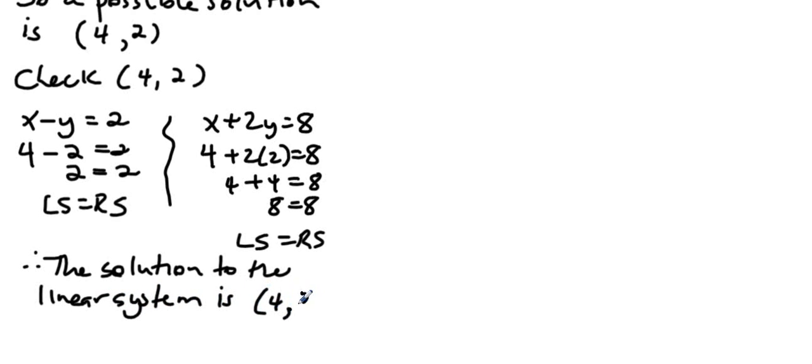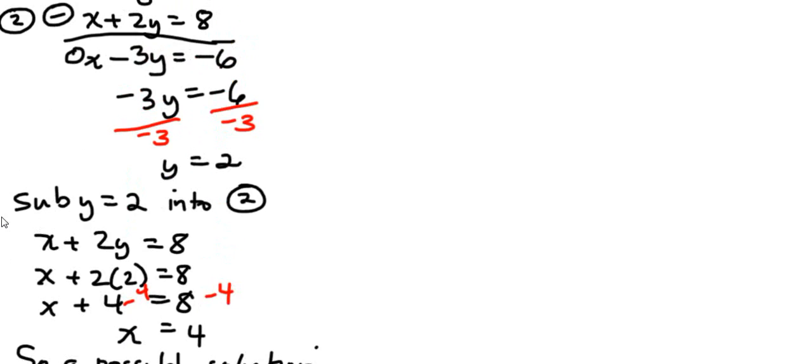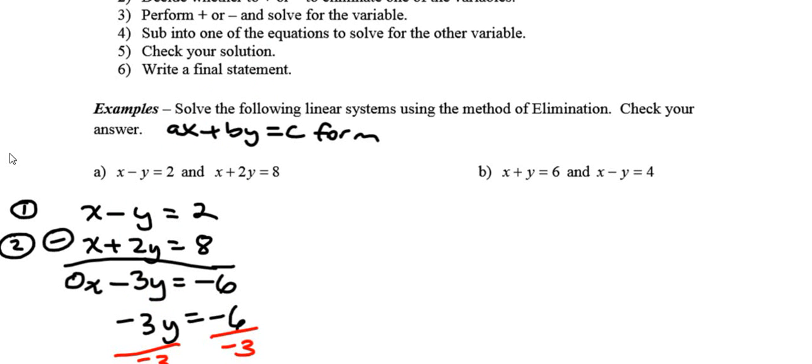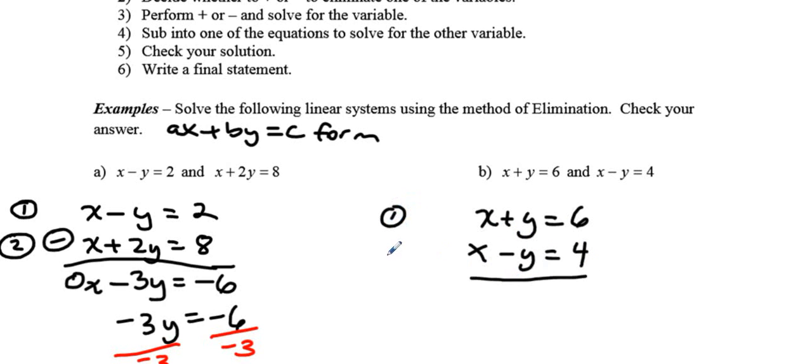Okay, so I want you to go ahead right now and try B and see how you do. Pause the video, please. Okay, so I'm going to line these up one under the other in ax plus by equals c form. So that just means x, then y, then number. There we go. I got 1, I got 2, and I'm going to decide on the operation.